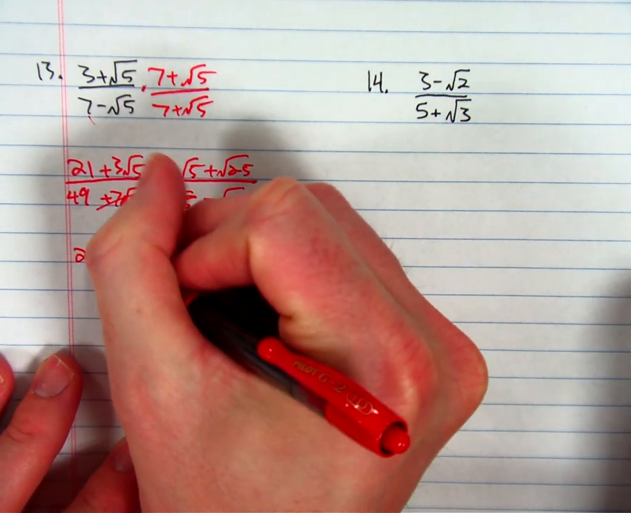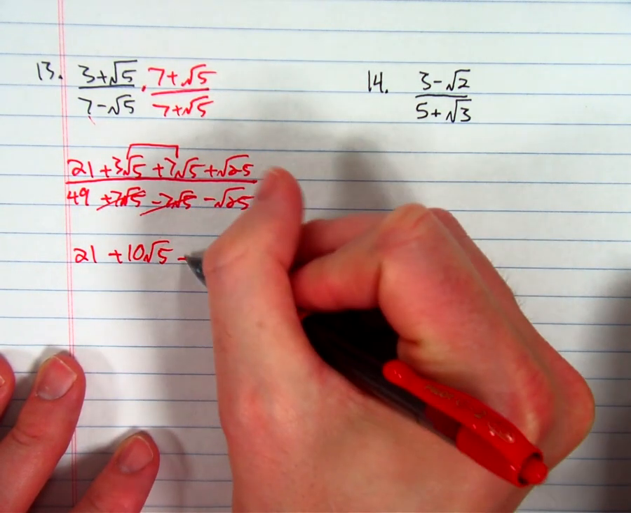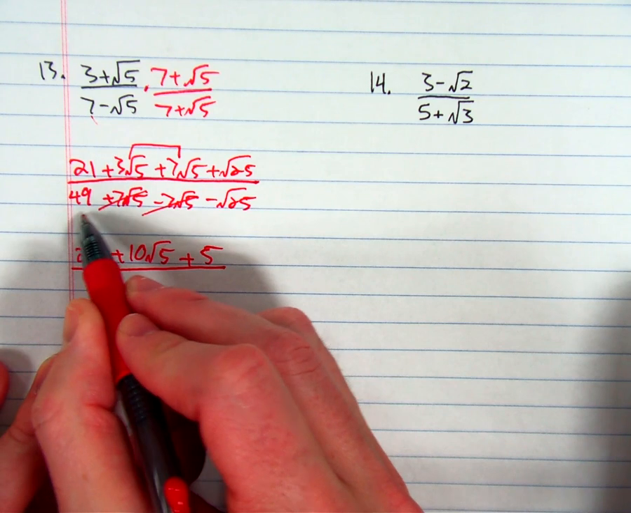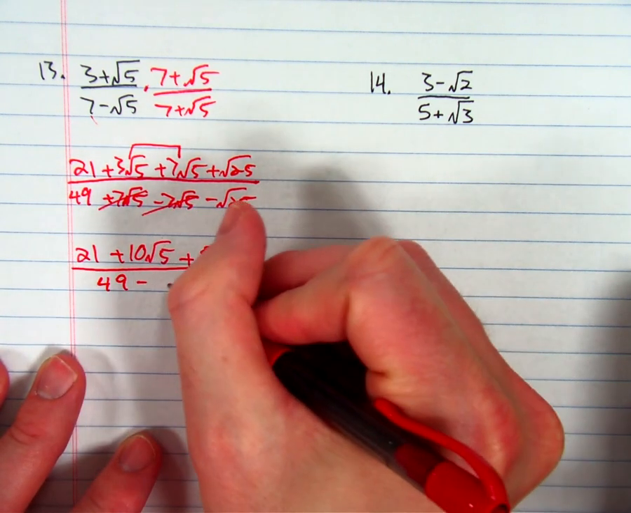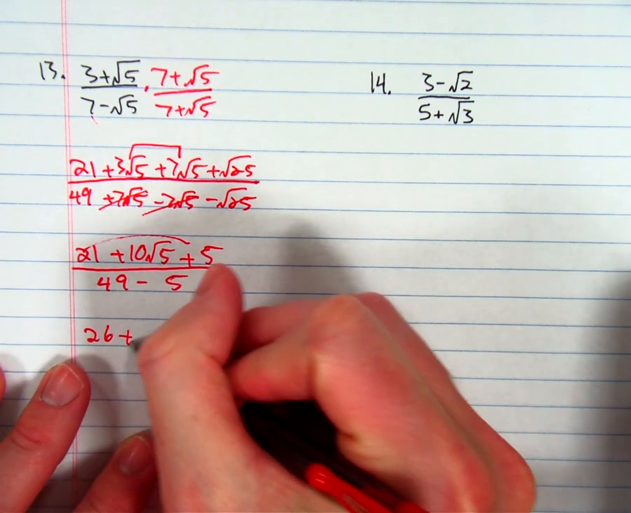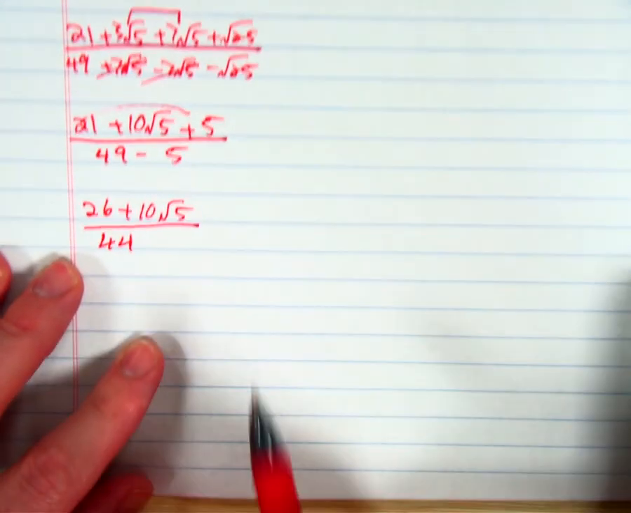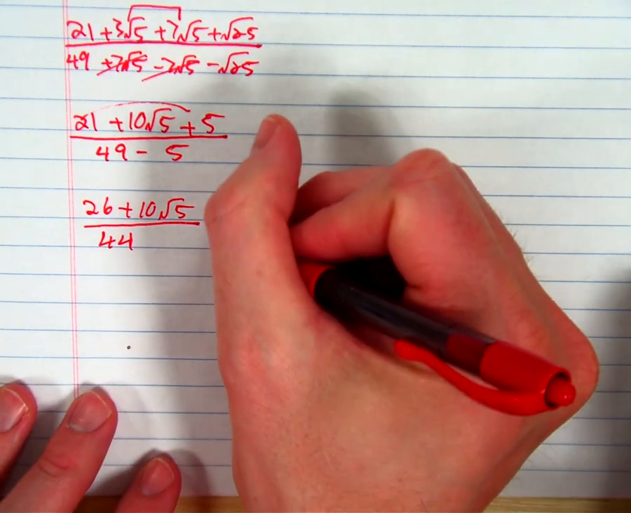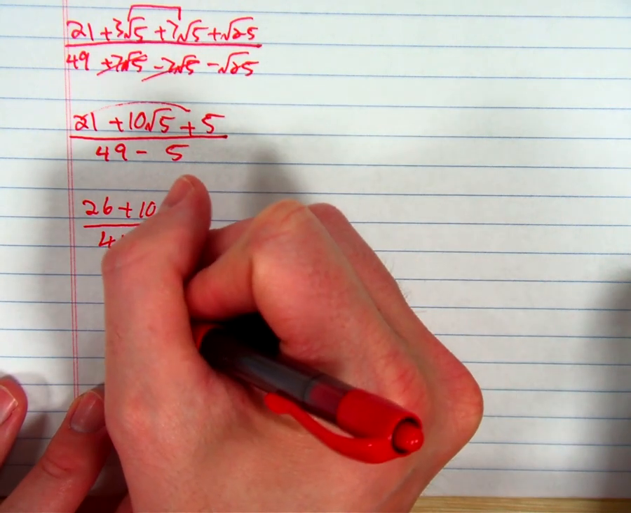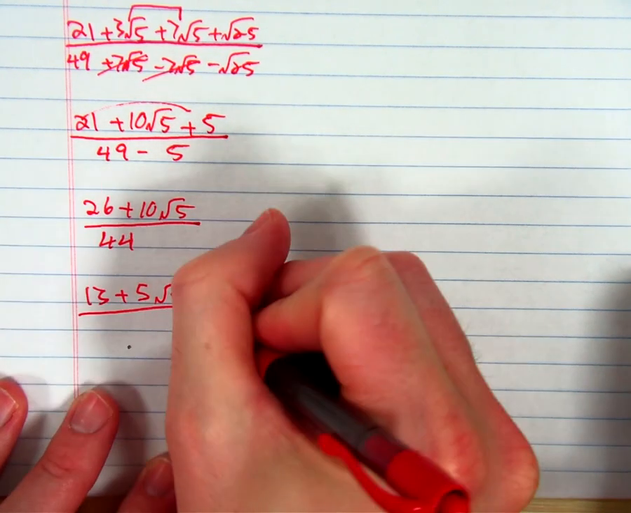We're going to have 21. We can put these together: plus 10 radical 5 plus 5 on the top. The bottom, we're going to have 49 minus 5. Okay, put these together. We got 26 plus 10 radical 5 over 44. 26, 10, 44. These are all divisible by 2. Okay. And we'll have 13 plus 5 radical 5 over 22.